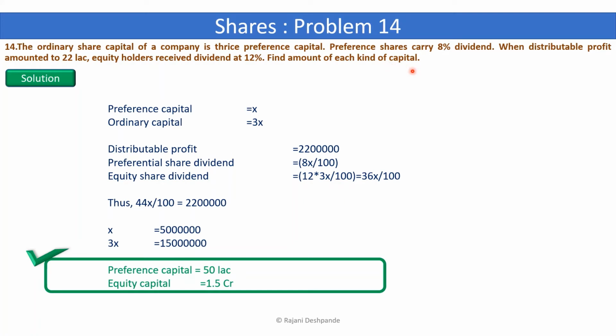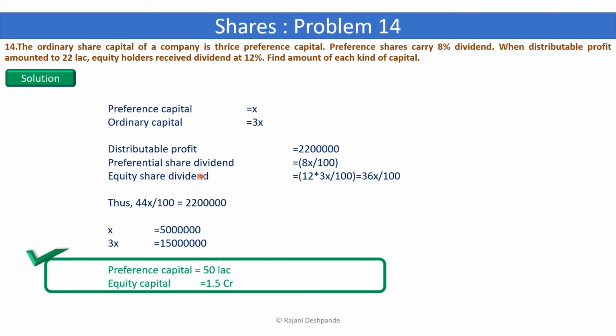So the company has a capital of ordinary shares as well as preference shares, but the capital of ordinary shares is thrice the preference shares. So suppose the preference share capital is rupees X, then the ordinary share capital is thrice the preference share capital. So let us take it as 3x. If we assume preference share capital to be X, the ordinary share capital will be 3x. Now the distributable profit is given as 22 lakhs.